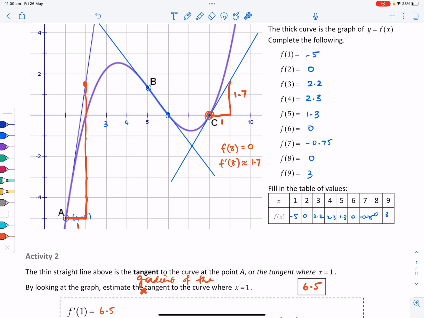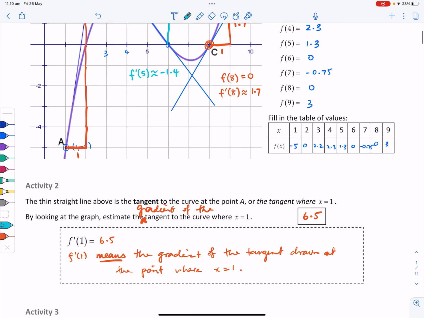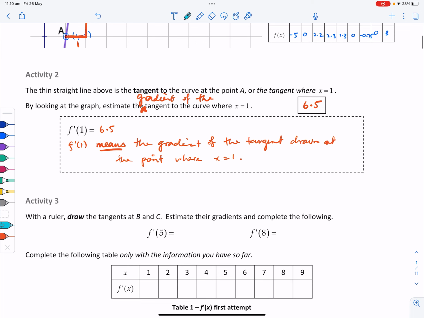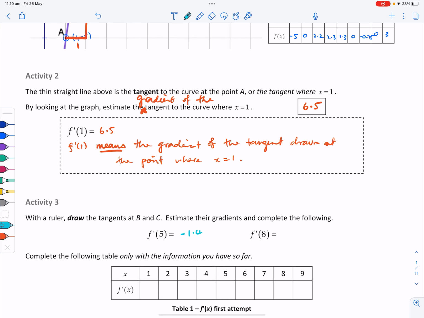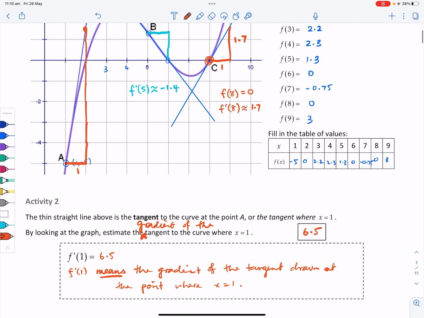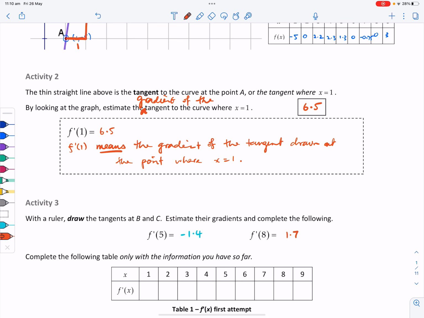And then at B, that's a negative gradient. So if I go across 1, and then I have to go down about 1.4 or something. So F dash 5 is about negative 1.4. Right, so here we go. That's negative 1.4, and the other one was about 1.7.